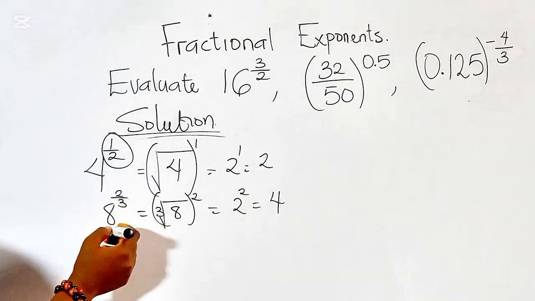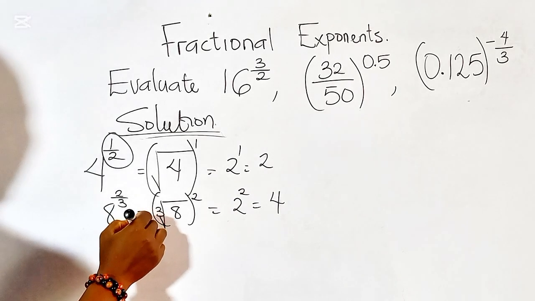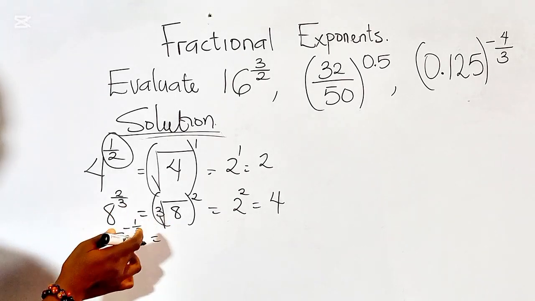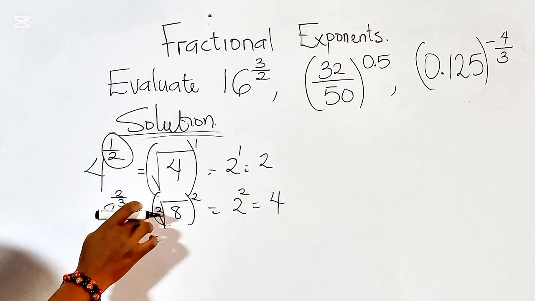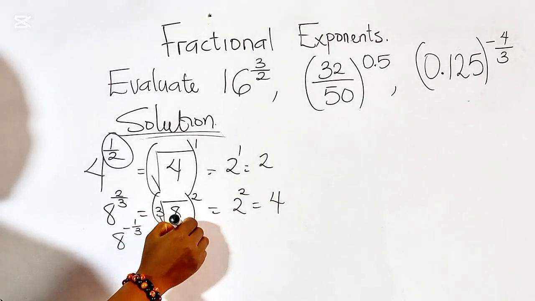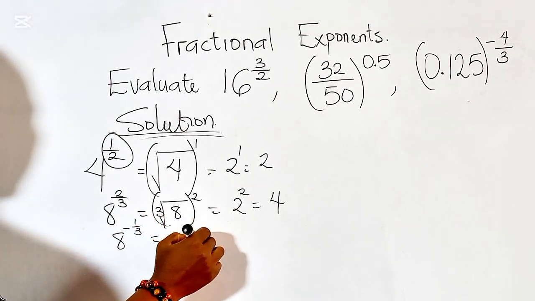How about if it is 8 to the power of minus 1 all over 3? So what you want to do here, just like we remove the negative attached to an exponent, we are also going to do the same here. Simply find the reciprocal of 8 to the power of 1 over 3.